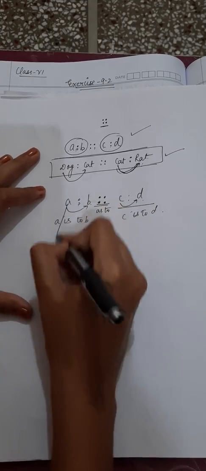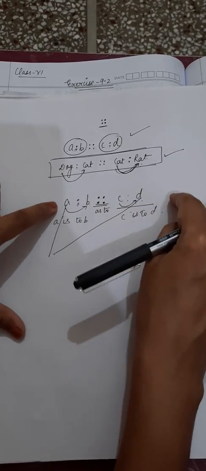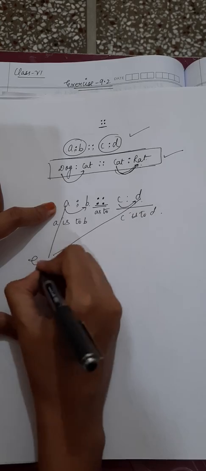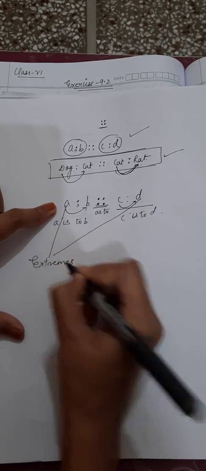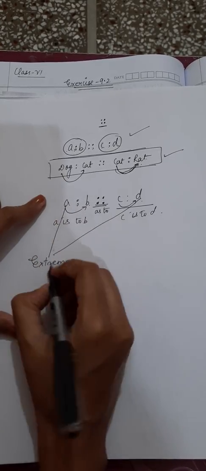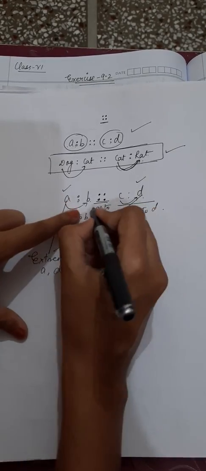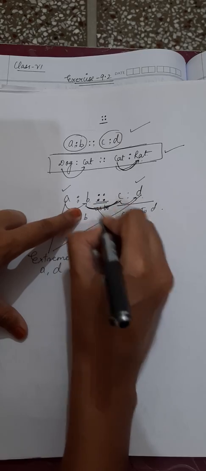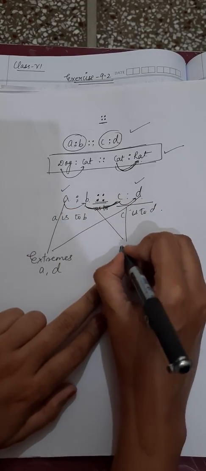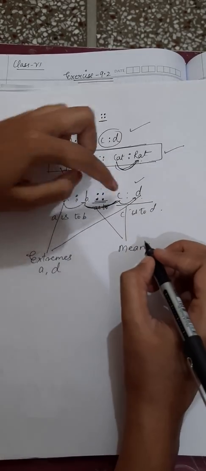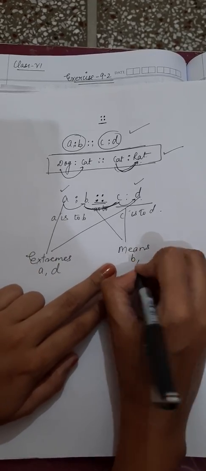Now A and D are at the extreme ends, so I am going to call them extremes. If I ask you what are at the extremes? A and D are at the extremes. B and C are in the middle, so I am going to call them means.